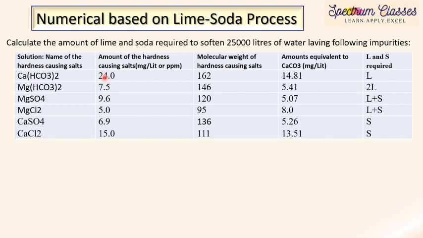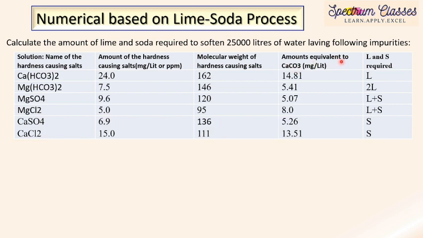Calcium bicarbonate present in the water sample is 24 ppm or milligrams per liter, and its molecular weight is 162. Similarly, magnesium bicarbonate is present at 7.5 milligrams per liter and its molecular weight is 146. Magnesium sulfate is present at 9.6 and its molecular weight is 120. Magnesium chloride is present at 5.0 ppm or milligrams per liter and its molecular weight is 95. Similarly, these other salts are also there and their molecular weights are written.